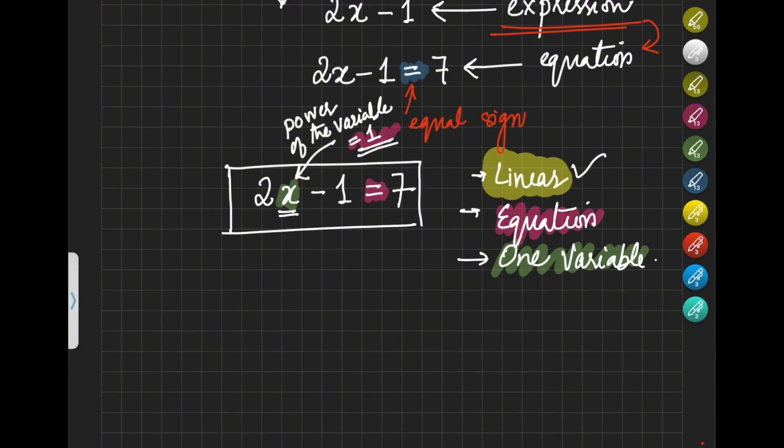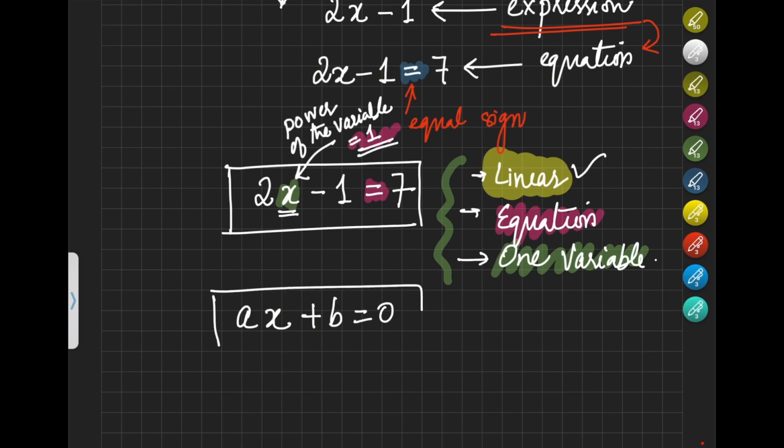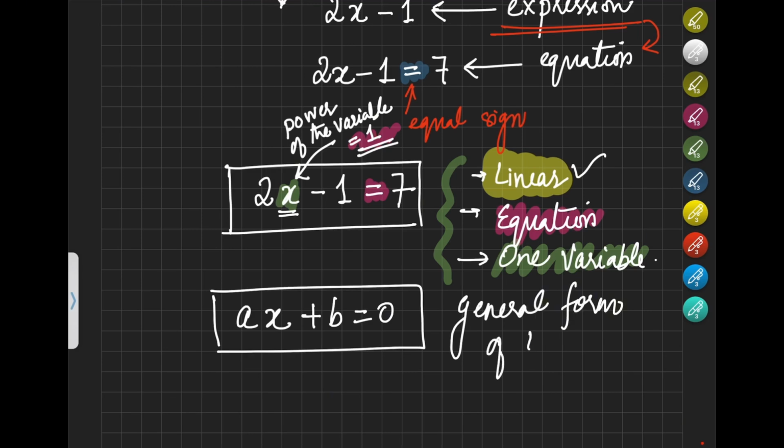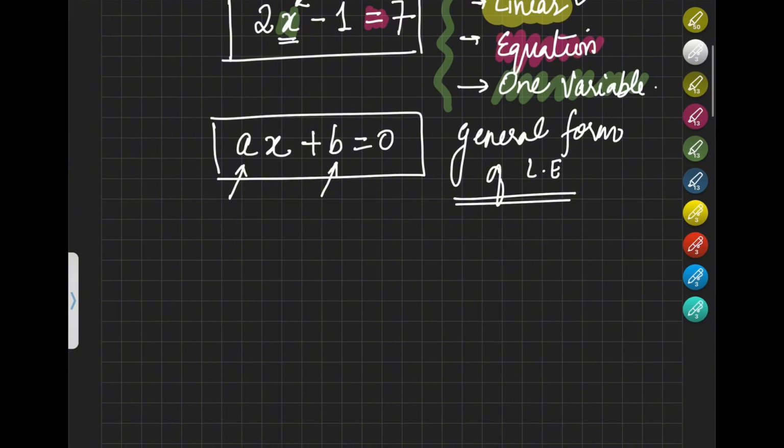Keeping all these three things in mind, we write ax plus b is equal to 0. So what is this? This is the general form of a linear equation. Means any linear equation should be of this form, where a and b are real numbers. Now, what are real numbers?